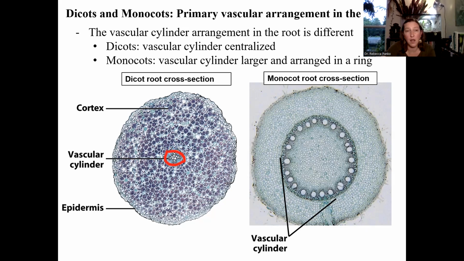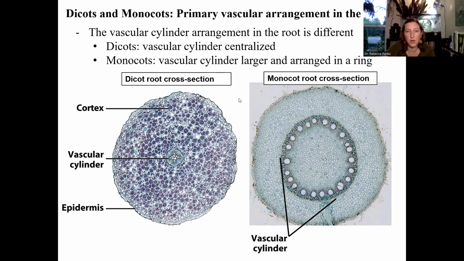On the right, you have monocots. Monocots, it's also centralized, but it's much bigger. And each of these circles is a xylem with phloem surrounding it, kind of like this. It's hard. You'll see better on the next one. So you could say that the vascular cylinder is larger and that the components are arranged in a ring versus centralized like that. Okay.